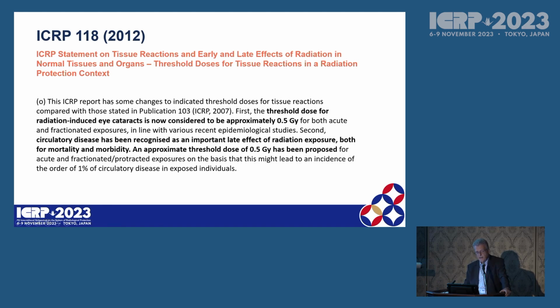And here they say this ICRP report has some changes to indicated threshold doses for tissue reactions compared with those stated in Publication 103. First, the threshold dose for radiation-induced eye cataracts is now considered to be approximately 0.5 gray. It was before something like 2. For both acute and fractionated exposures, in line with various recent epidemiological studies. Second, circulatory disease has been recognized as an important late effect of radiation exposure, both for mortality and morbidity. An approximate threshold dose of 0.5 gray has been proposed for acute and fractionated or protracted exposures on the basis that this might lead to an incidence of the order of 1% of circulatory disease in exposed individuals. We'll come back in a later talk this morning to this 1% criterion.